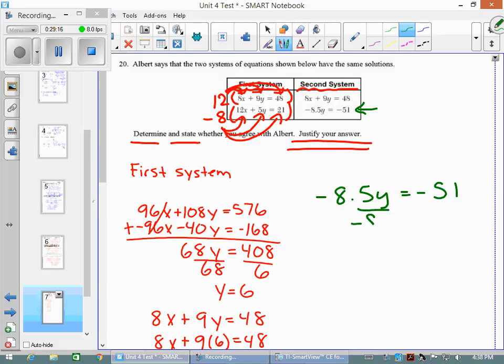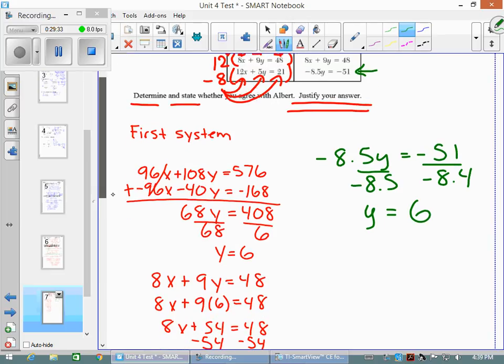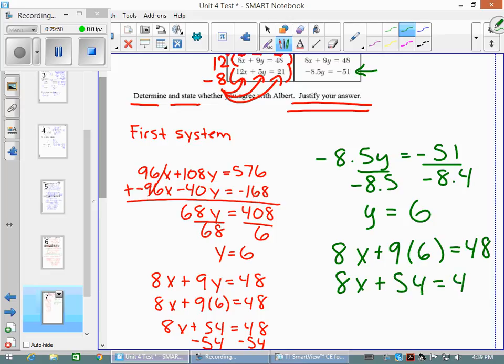So if I look, I do have the same y value so far, but I do need to continue and make sure that I have the same x value. So I need to take that value of 6 and plug it into the other equation. This equation actually is the same exact equation, but we just want to double check, so let's go and solve it. 8x plus 54 equals 48. Subtract that 54, subtract that 54. I get that 8x is negative 6.